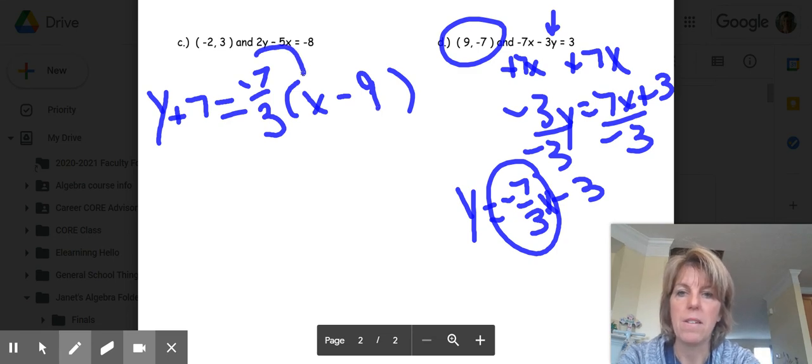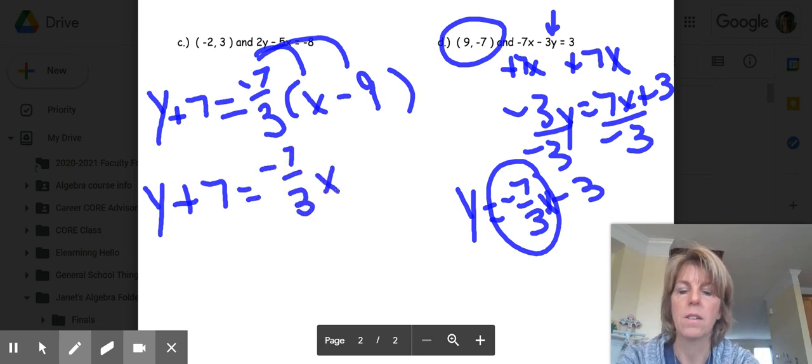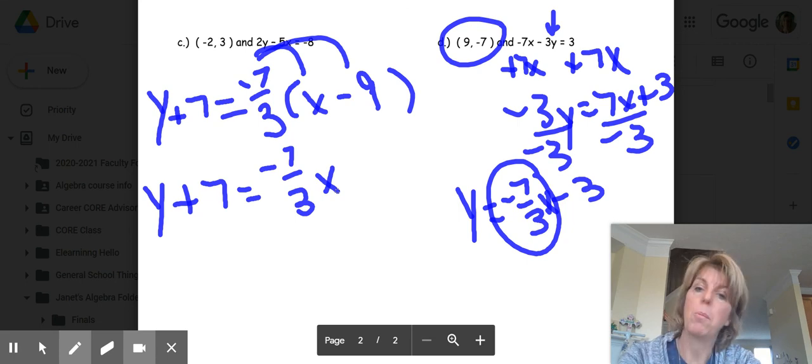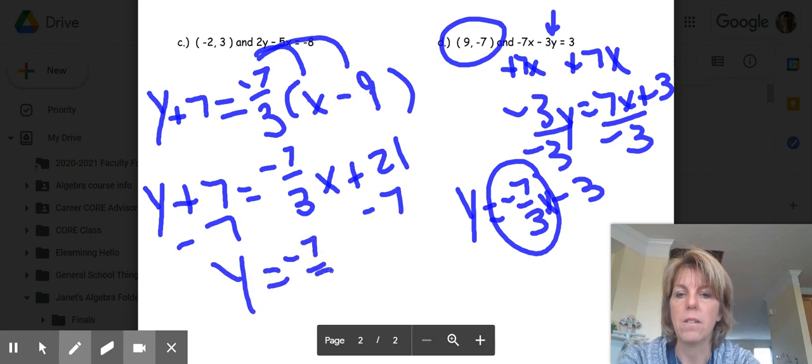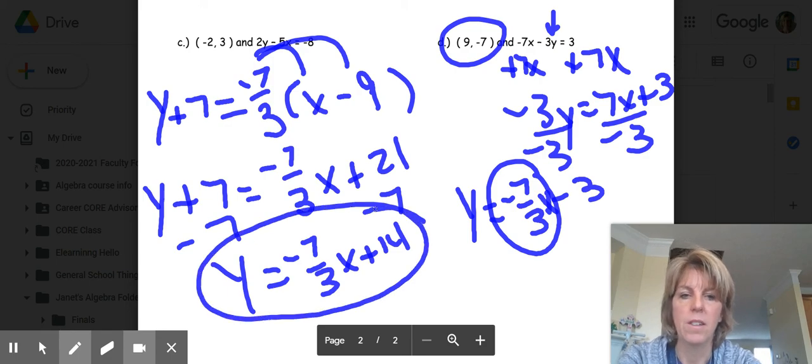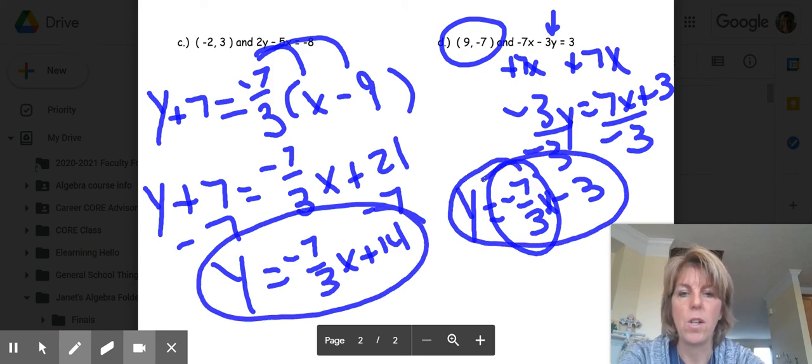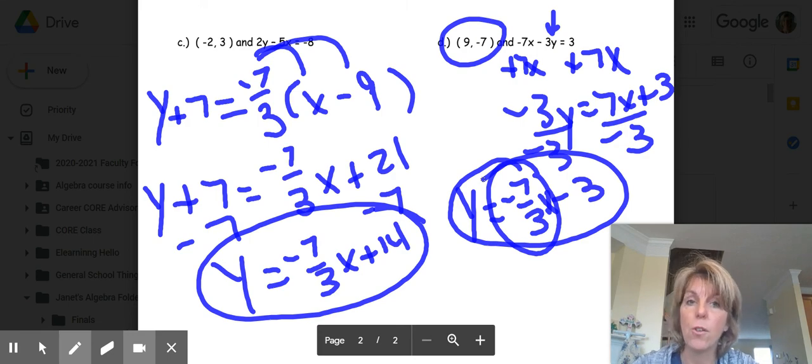Now we're going to simplify this. Distribute that across. We get y plus 7 equals negative 7/3 x. Grab your calculator if you can't multiply negative 7/3 times negative 9. If you do that, you're going to get plus 21. And then we're going to subtract 7 from both sides. We get y equals negative 7/3 x plus 14. There's our second equation. So we have our first equation and our second equation, same slope, and they will be parallel to each other.